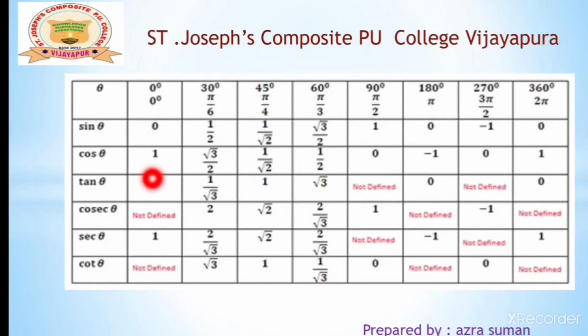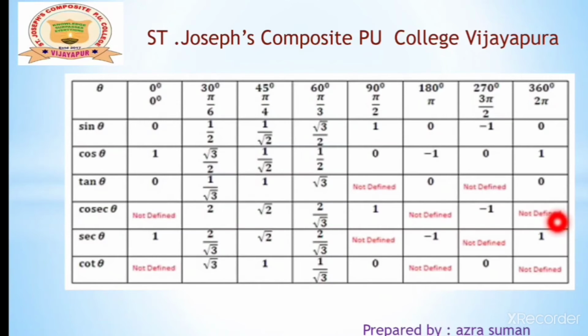And cos 0 is 1, cos 30 is root 3 by 2, cos 45 is 1 by root 2, cos 60 is 1 by 2, cos 90 degree is 0, cos 180 degree is minus 1, cos 270 degree is 0, and cos 360 will be 1. And similarly tan, which is sine by cos, we get these values. And cosec means reciprocal of sine. So when we do the reciprocal, we get these values.